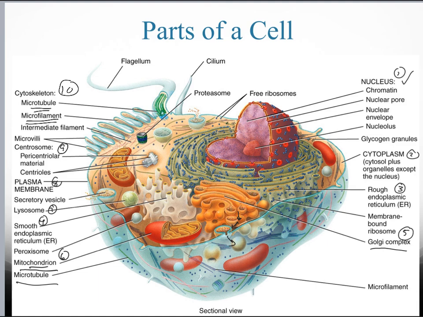A couple more projections of the cell membrane. We deal with flagella and cilia, or cilium. Cilia will be the hair-like projections on the cell membrane, whereas flagella, the only flagellated cell structure in the human anatomy is sperm, will give for motility.